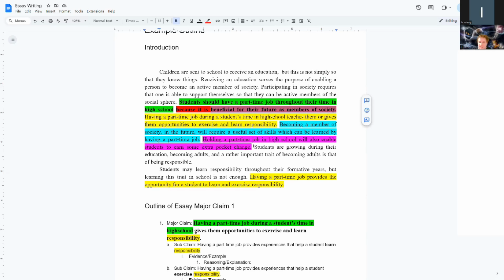Now, we see these three things here in color. If I didn't have a universal reason, the being beneficial or being helpful so that they can grow up to be good adults, I would say that they should have the part-time job throughout high school because they learn responsibility. So that could be put into the big three or the working thesis.